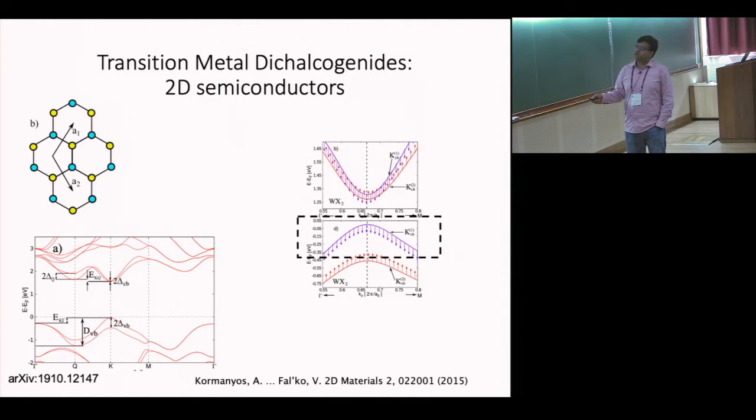Now, one of the important parts of the physics of these materials is that if you look in particular at the valence band, at one particular K point of the band structure there's a large spin-orbit splitting, which means that at one particular K point you have electrons only of one spin, and at the opposing K point you have electrons only of the other spin.